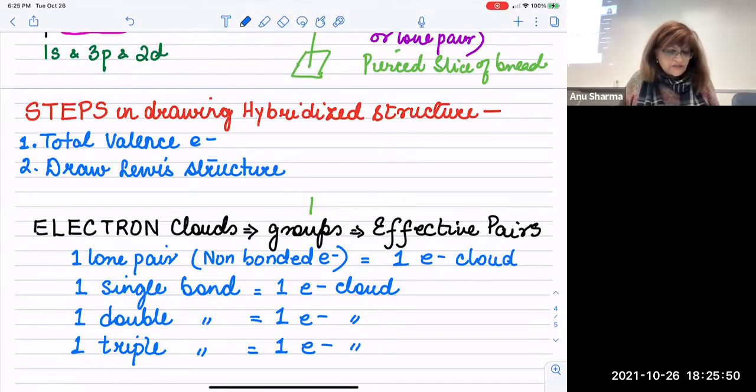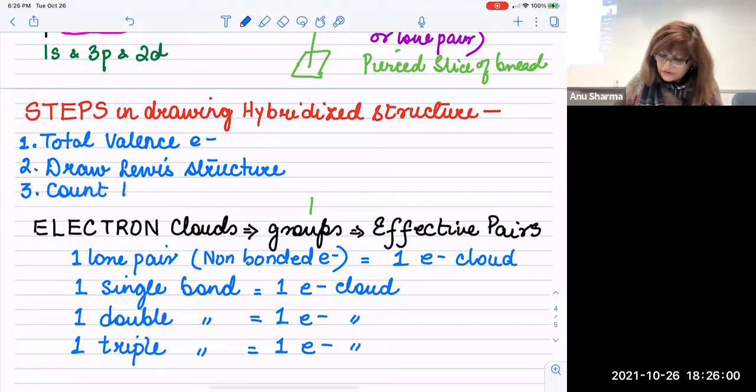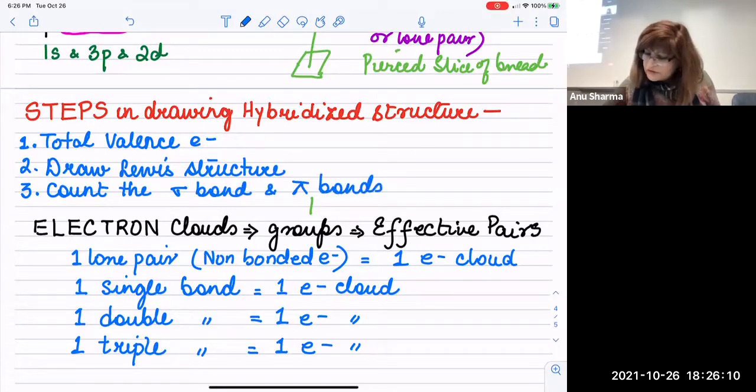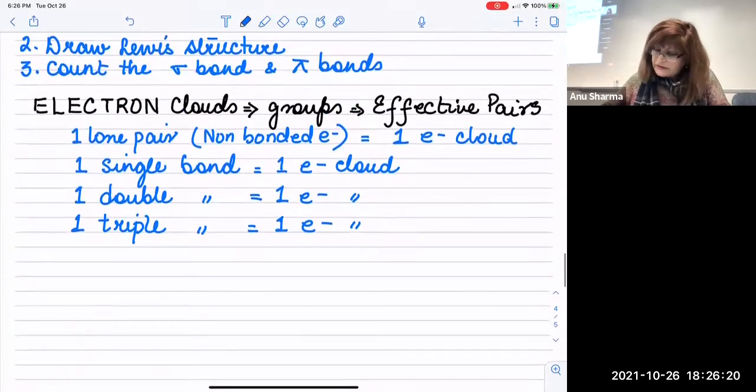And in this Lewis structure, you are going to look at a few things which we didn't do here: count the sigma bonds and pi bonds. So what are the sigma bonds and what are the pi bonds? Sigma bonds are single bonds. A double bond is made up of one sigma bond and one pi bond.